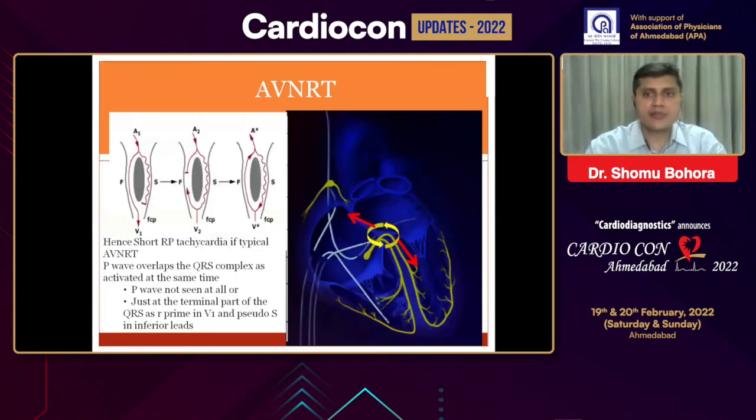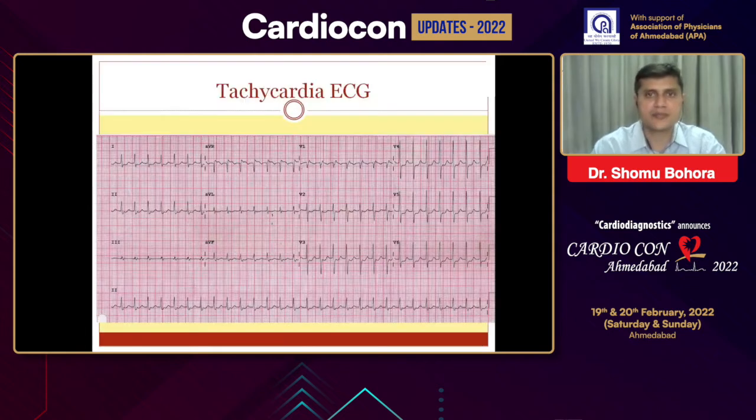AVNRT is basically from the AV junctional area where there is a slow pathway and a fast pathway, and typical AVNRT is slow-fast AVNRT. Here the P wave overlaps with the QRS complex, as they are activated at the same time. So you may not see P waves at all, or if it is present, it is just at the terminal portion of the QRS as R prime in V1 and pseudo S in inferior leads.